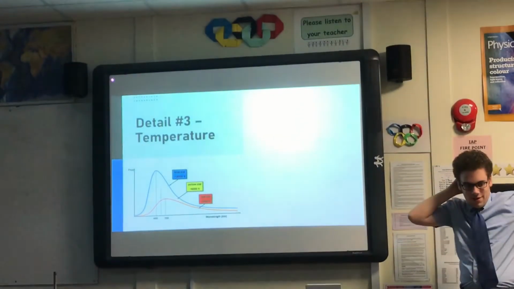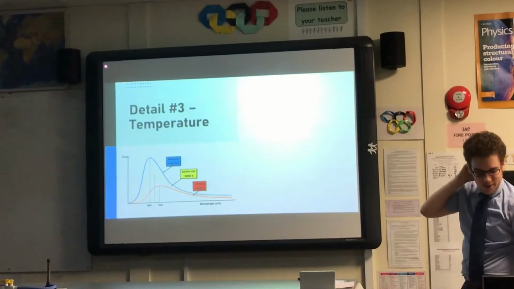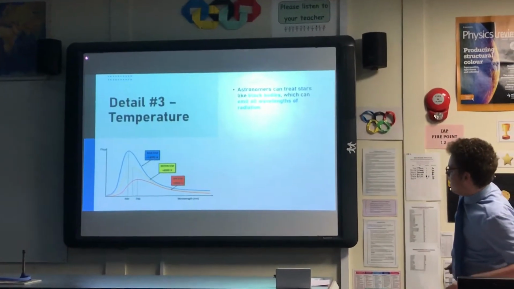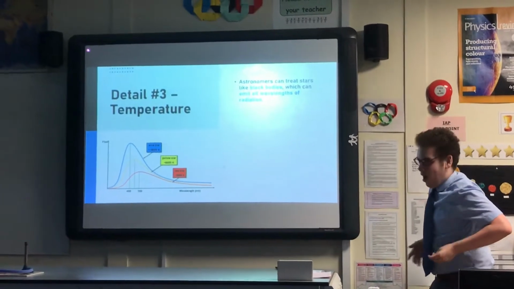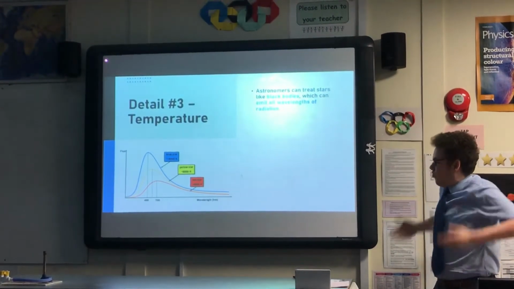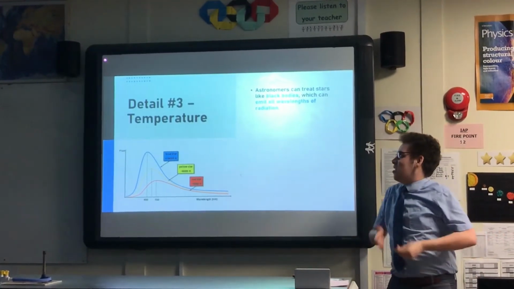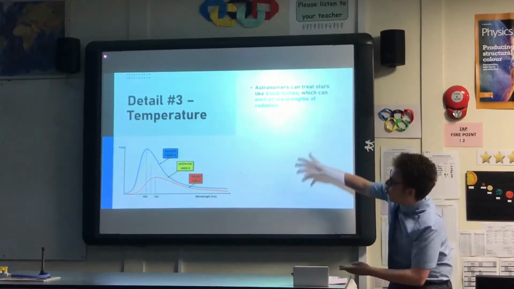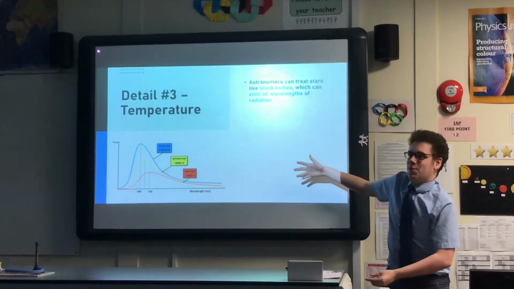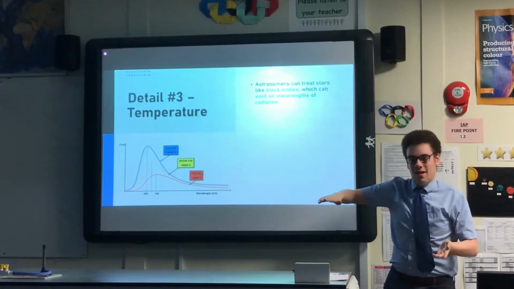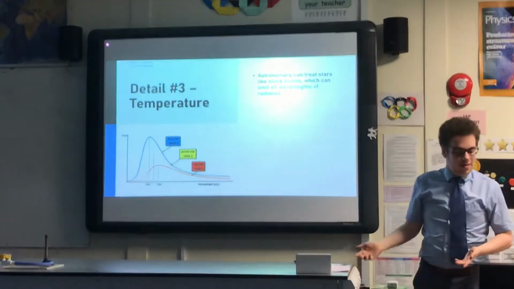And detail number 3 is the temperature of the star. You can see here we have the graph. So we treat stars, I haven't said this, but we presume we treat stars as black bodies which can emit all wavelengths of radiation. That's why we can use all of this before, because we say that they emit every wavelength of light, but some wavelengths are absorbed.